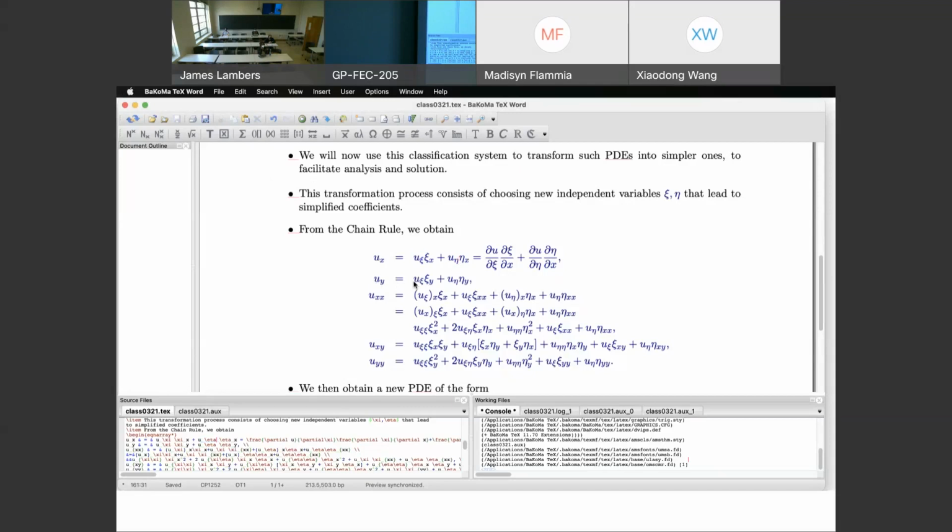Then similar for partial of u with respect to y. We see u has the same kind of structure. Now we have partial derivatives of the new variables xi and eta with respect to y. So now we have the first partial derivatives of u with respect to x and y expressed in terms of the new variables. And then we need to do the same with the second partial derivatives.